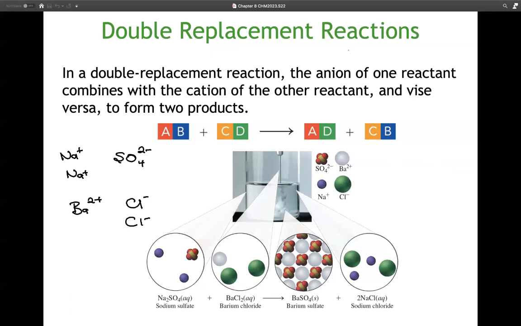So then when you're predicting the product, the cation of one with the anion of the other is sodium chloride. Notice how we would end up with 2 sodium chlorides, and again, the anion of one with the cation of the other. Those are called double replacement or double displacement reactions.